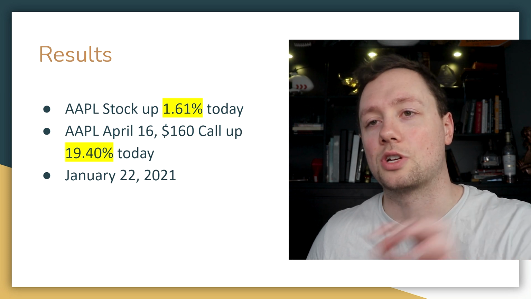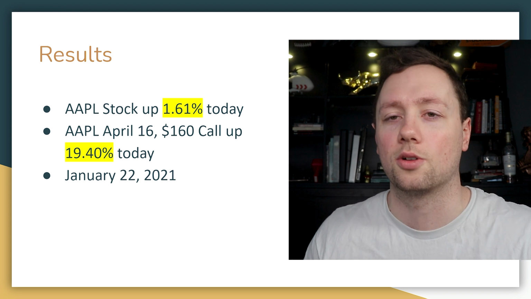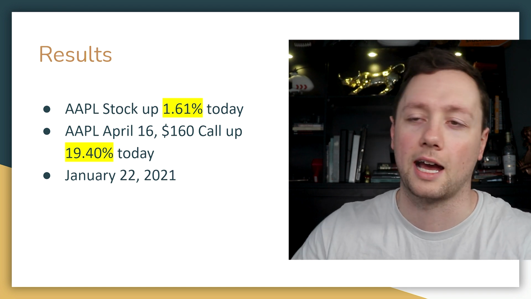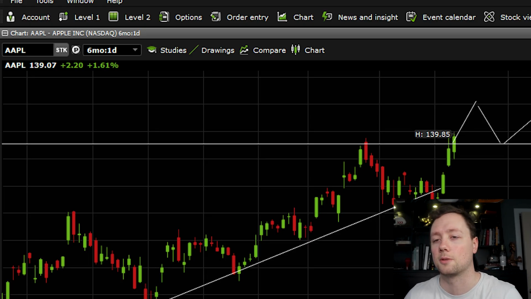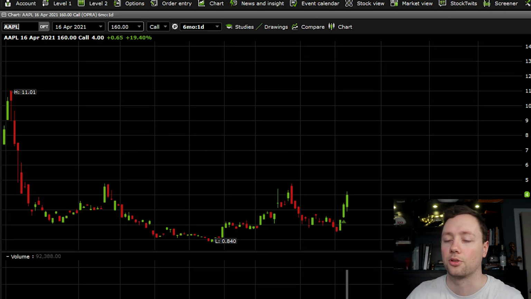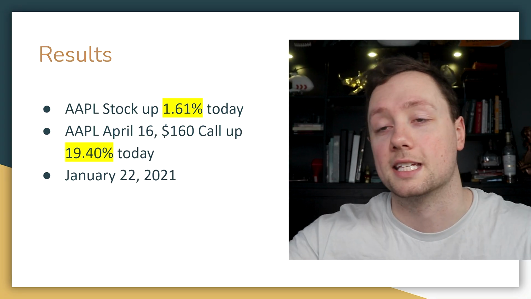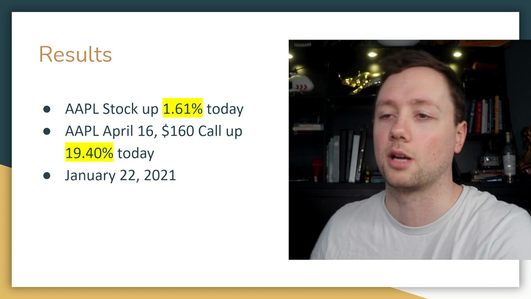Now, when it comes to the results, it's only been one day, so I am jumping the gun here. This could totally change tomorrow. But as of today, the stock went up 1.61% and the Apple options went up 19.4%. I'll throw up both of the screenshots right now. The date is January 22nd, 2021, but here you go. You can see how volatile the options are compared to the stock.